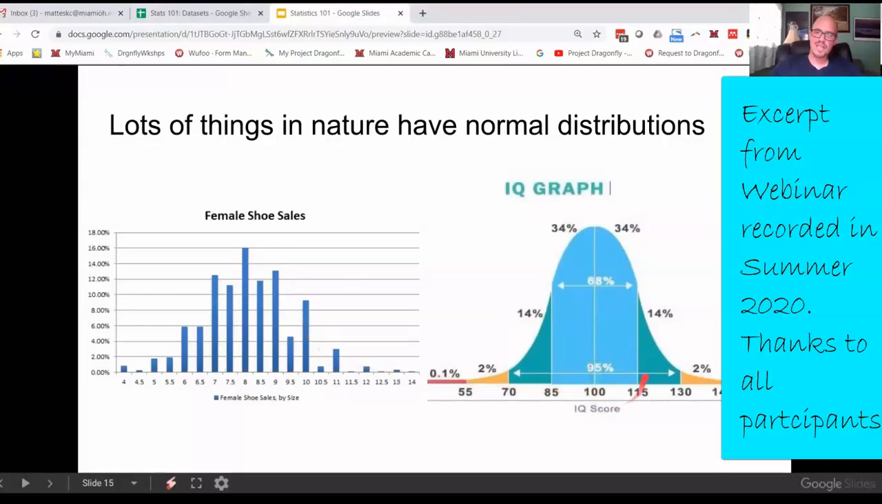Shoe size, IQ. Again, don't get me started on IQ measures. They are not a good measure in many ways, but they are also a normal distribution usually. And what's really cool about this figure, you see all these percentages and things. What this is showing you, this line is the average IQ score for whatever population was sampled. 68% of humans are going to have an IQ within one standard deviation above or below that mean.